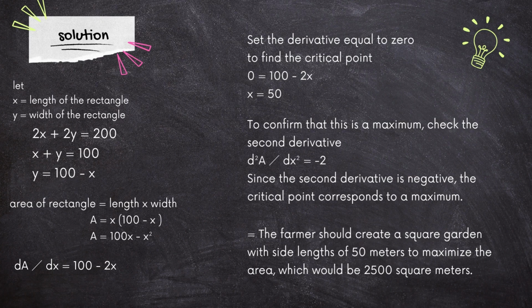So our conclusion will be the farmer should create a square garden with a side length of 50 meters to maximize the area, which will be 2,500 square meters.